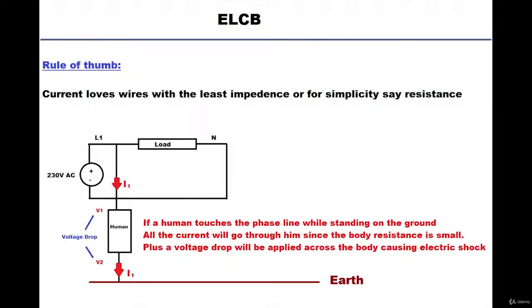So right now, the current going through the phase is not equal to the current propagating back through the neutral, since a huge amount of it is propagating to the ground. And here is additional information. A huge voltage drop is going to be applied between you touching the phase and you touching the ground, and this voltage drop will cause an electrical shock.